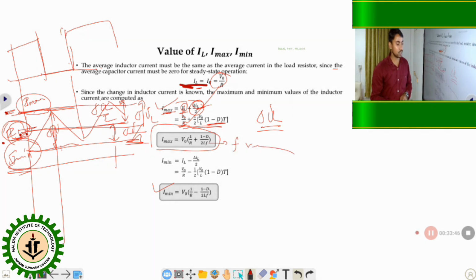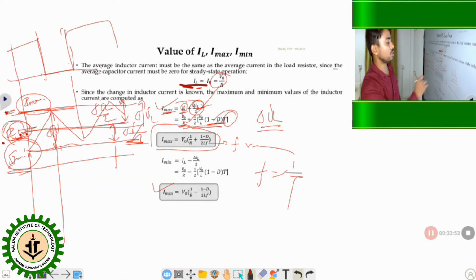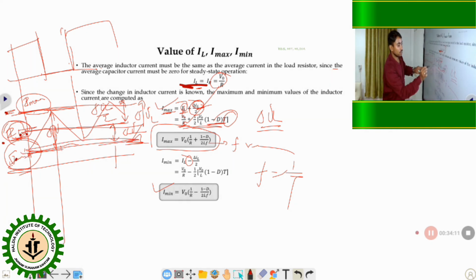What will be the minimum value? IL minus del IL by 2. The equation will be the same, I just put here the minus because we want to calculate this I minimum value. So it is IL minus del IL by 2. We put this IL value, so we can calculate I minimum. What will be the maximum current and the minimum current? We can easily calculate it by using this IL. So from this equation, we calculate I maximum and I minimum.